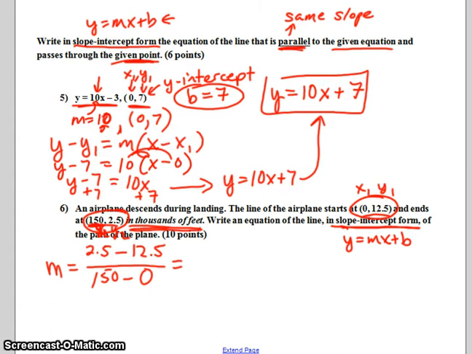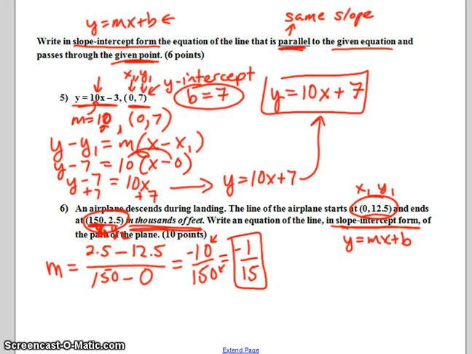2.5 minus 12.5, you could do it in the calculator if you want. That's negative 10. 150 minus 0, 150. You could simplify this. You don't have to. If you simplify it, it's negative 1 over 15. It was amazing how many people put 15. Positive 15 even. It's negative. Negative divided by positive is negative. If the numerator is smaller than the denominator, it's going to be a fraction, not a whole number.